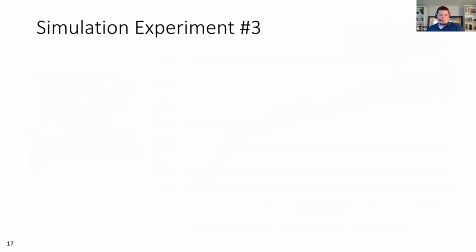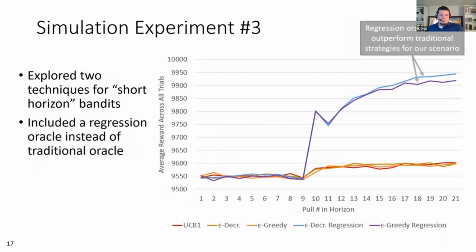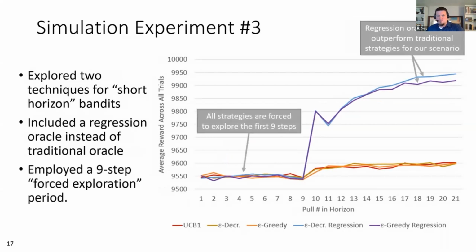Our third simulator experiment was exploratory, investigating two techniques for so-called short horizon bandits, namely the regression oracle mentioned previously, as well as a forced exploration period that establishes a statistical baseline for each arm up front. The results are shown here, revealing that the regression oracle variants were especially effective in the case of our scenario, even outperforming UCB1. We used these simulator experiments to determine our bandit configuration for the user study: an epsilon decreasing strategy with a regression oracle and a forced exploration period of 9 steps.